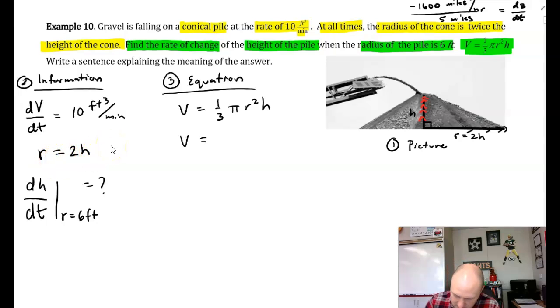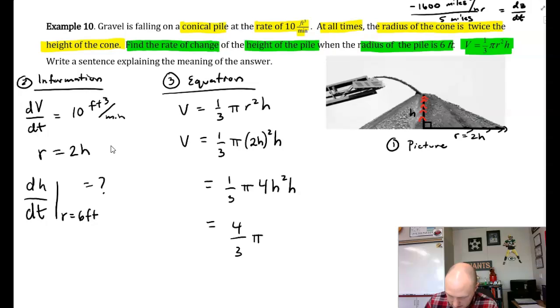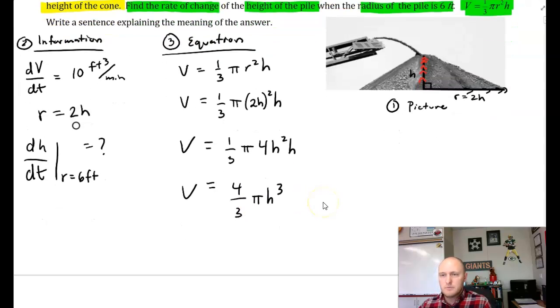So what I'm going to do is make a substitution. Pi times the radius, which is 2 times the height, squared, times h. And if I clean this up, I have 1/3 pi, 2 squared is going to give us 4h squared. Okay, so now I have this equation: 4/3 pi times h cubed, which is much nicer and much cleaner because it's only in terms of one variable. Sometimes that happens, sometimes not. Okay, so there's my equation.